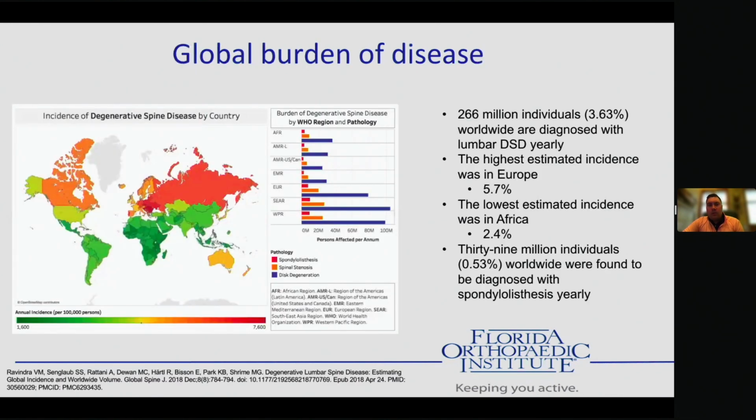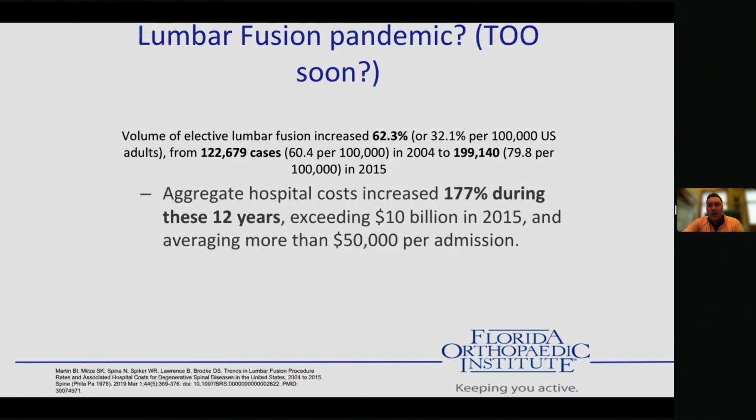And why are we talking about types of exposure? Well, we know there's an increased global burden of disease with over 266 million individuals affected by lumbar degenerative disc disease. And there's been a significant increase in the amount of lumbar fusions over the last decade or so, as well as an increase in aggregate cost to our hospital system and burden on our healthcare.